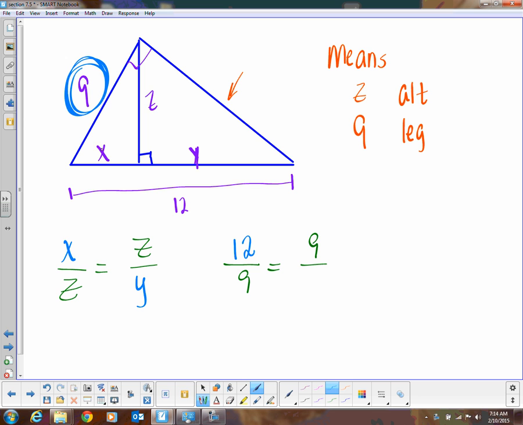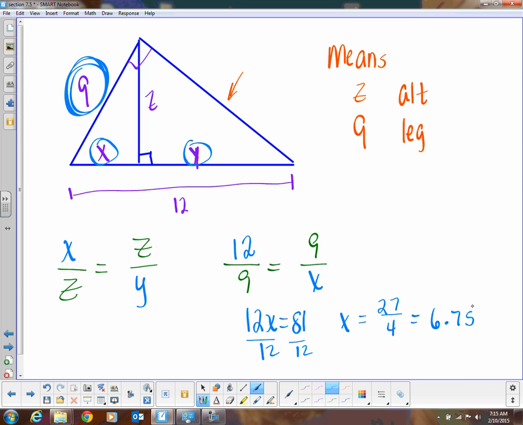Okay, so you've identified that these are the two segments of the hypotenuse, because that's what you did for your altitude. Which of these two is next to 9? Exactly. That's how we set that one up. So cross multiply, we have 12x equals 81. Divide by 12. You're going to get x is equal to 81 over 12, which is the same thing as 6.75 if you did a decimal.